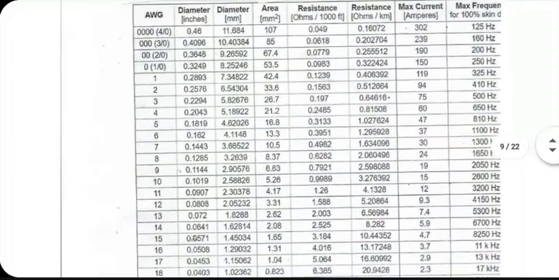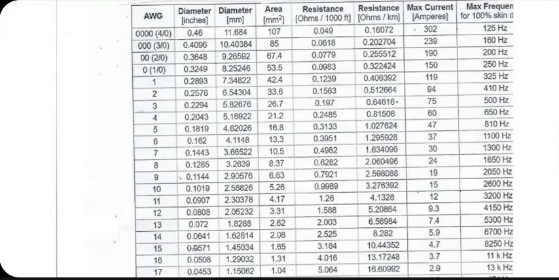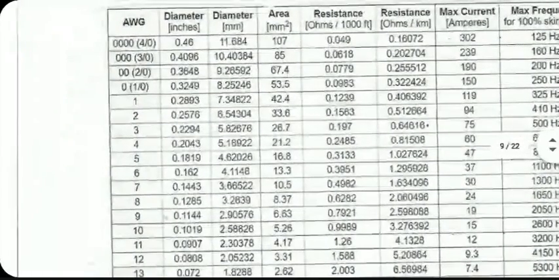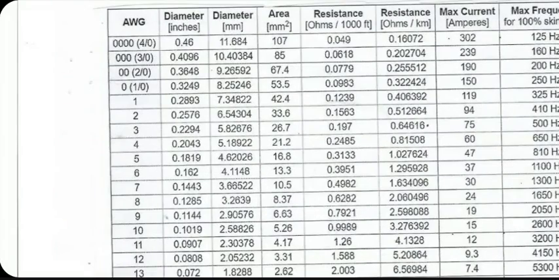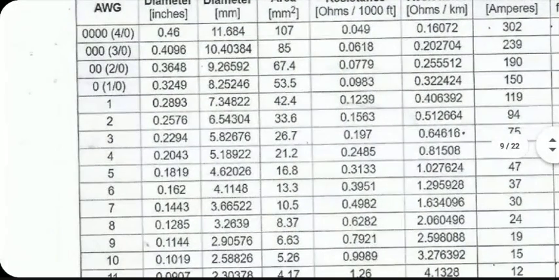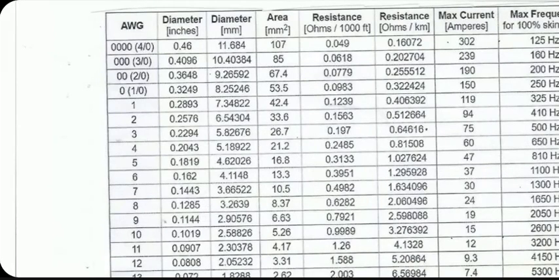In AWG system, if you look for number 1 wire, it will have a diameter of 0.3 inches, quite thick. In millimeter, it will be 7.34822. Area of cross section, you can calculate pi by 4 into diameter square. You will get 42.4 millimeters square. Resistance per 1000 feet length is also known to us. R, you remember in transmission lines, we define RLGC. This is the capital R value for that wire which is being used.